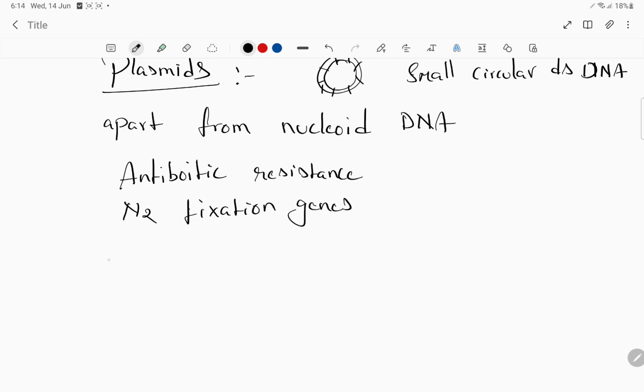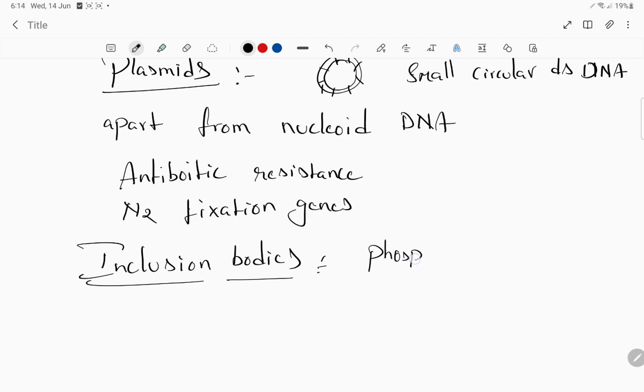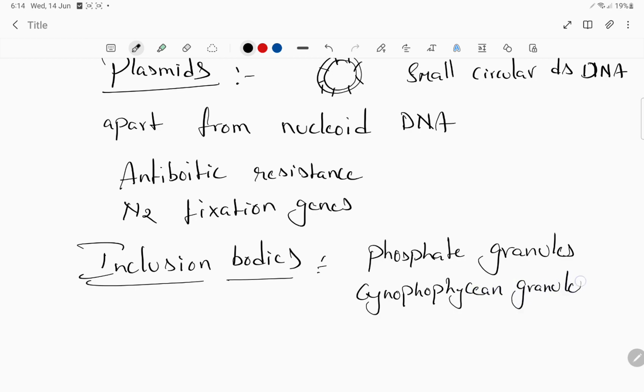Next, finally we have inclusion bodies. Coming to the inclusion bodies, reserve materials are actually stored in the cytoplasm in the form of inclusion bodies. They are not membrane bounded organelles. They lie freely in the cytoplasm, that is phosphate granules, cyanophycean granules, and glycogen granules.